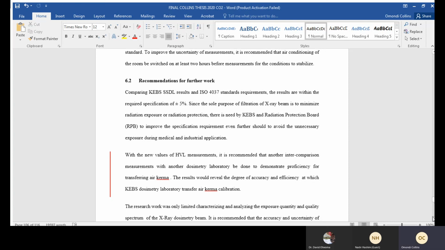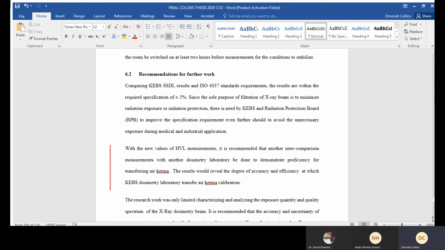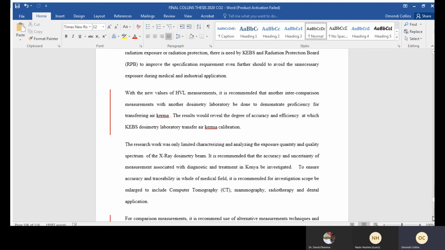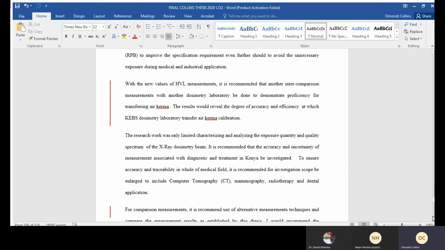Then I tried this for research work. This was the result. The characterization was only limited to the exposure quantity of the beam. So it is recommended that the accuracy and certainty of measurement associated with the diagnostic instruments, for example the ones that are used in the hospital and for treatment, can also be investigated.